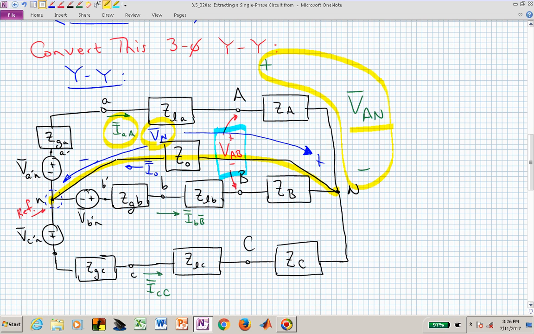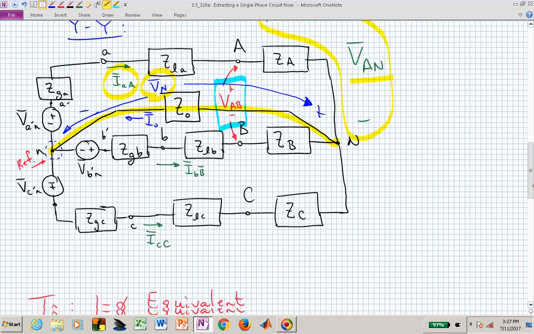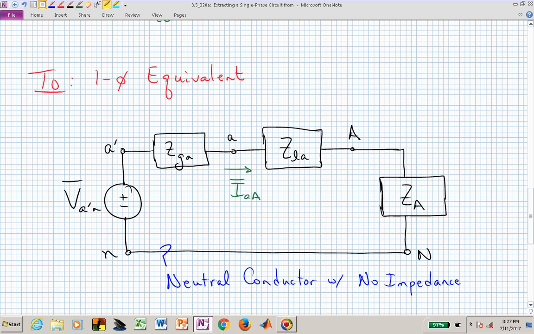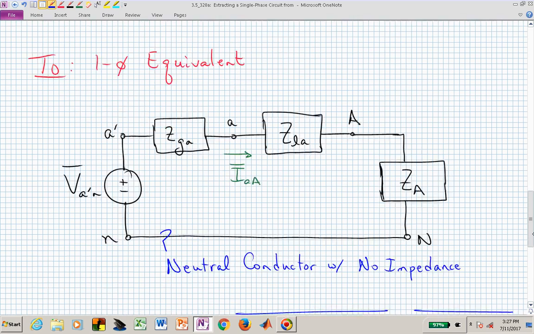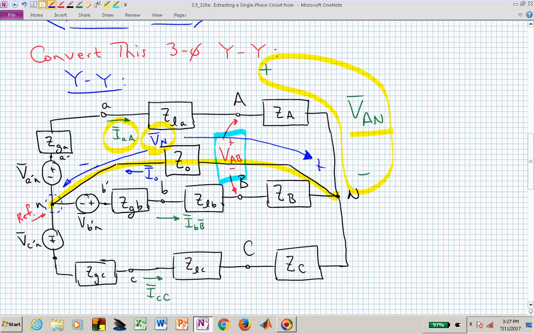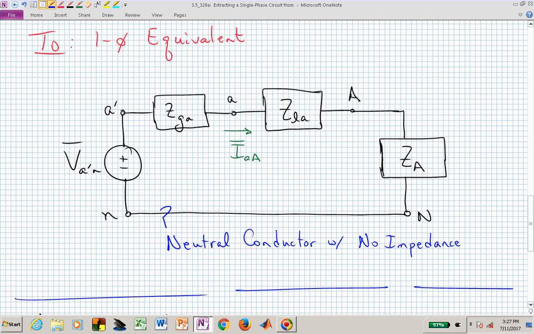But here's the punchline, we want to extract from this a single-phase equivalent circuit, which looks like this. And you can see that we have all of the pieces. We have our generator voltage, we have our generator impedance, Z sub lowercase GA, we have our transmission line in the A phase, and we have our load impedance in the A phase, and we also have a neutral conductor with no impedance from capital N to little n, those terminals. And what we want to do now is the analysis that will take us from this balanced three-phase YY circuit to this single-phase equivalent.